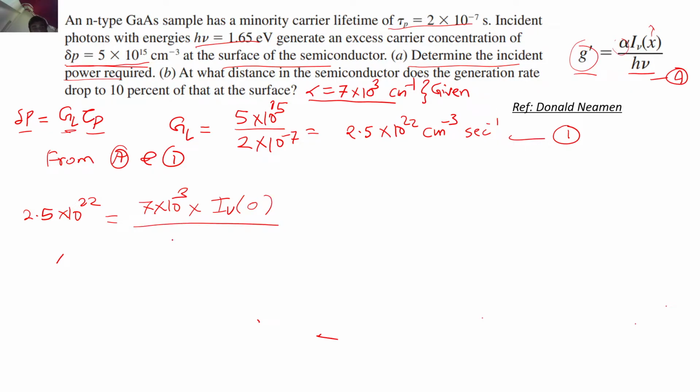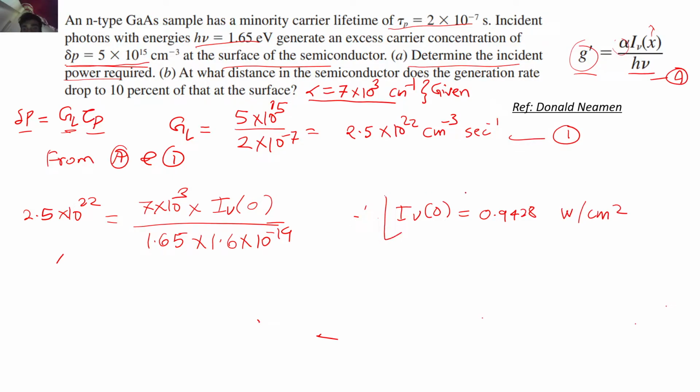And what is the value of hν? 1.65 eV, so I have to multiply it by a factor of q. Now if you solve this, the value of Iν(0) that you are going to get is 0.9428 watts per centimeter square. This is the value of Iν(0). Let me write it as equation number 2. So we have solved the first part of the question.